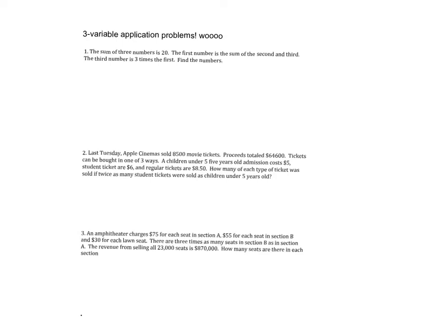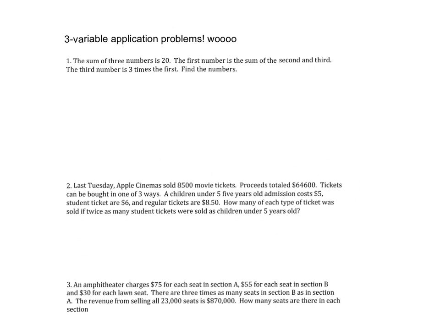All right, so we're going to start off with the application of these. These are just real-world applications of the three variable system. So what you have to do is define what your variables are. So the sum of three numbers is 20. We can say that those numbers are x, y, and z. You can make them a, b, c, whatever you want. But it says the sum of them is 20.